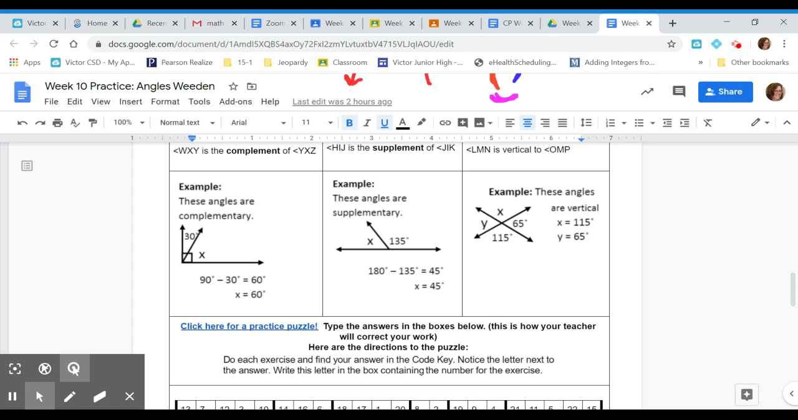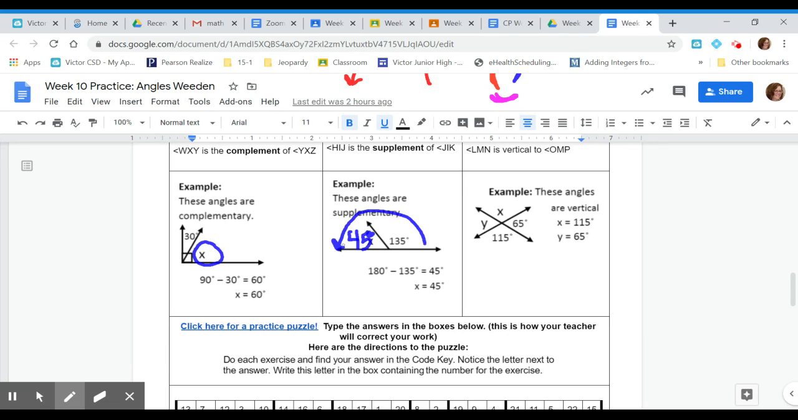Some of the problems we might have to solve is we might be told two angles are complementary, and we're given one and we have to find the other. So in the example here, we're told that these two angles are complementary and one of them is 30, so the other one must be 60 so that together they add up to 90. For supplementary angles, remember they have to add up to 180. So if we're told that one is 135 degrees, then the other one has to be 45 degrees in order for them to add up to 180 degrees.